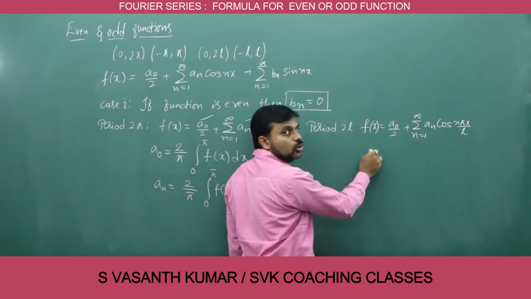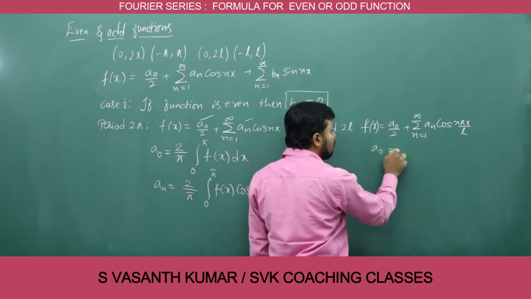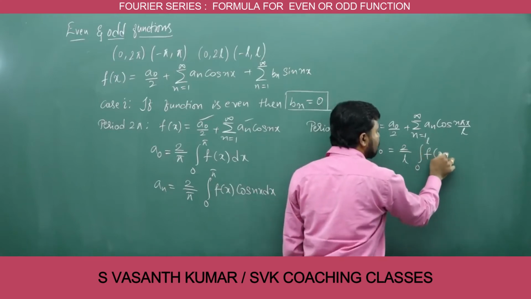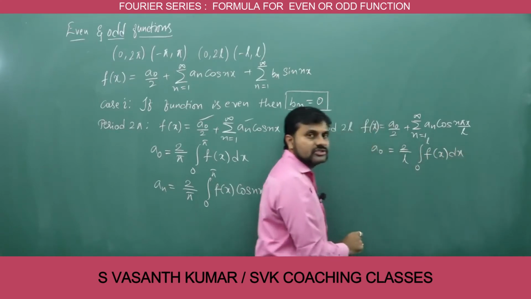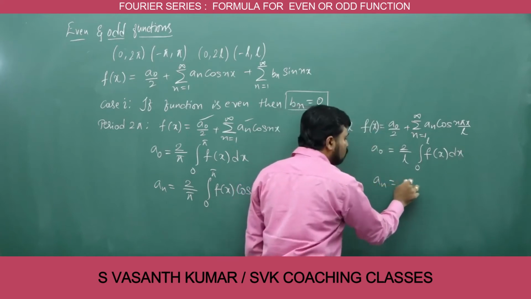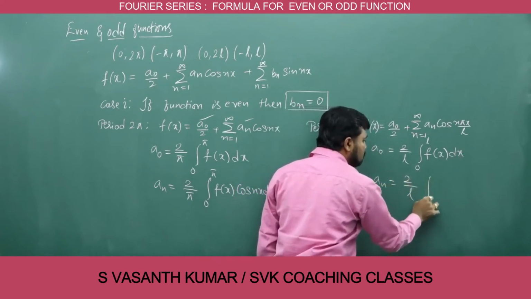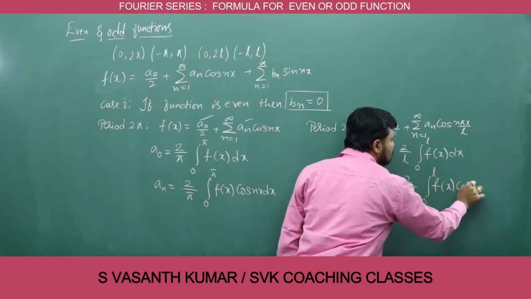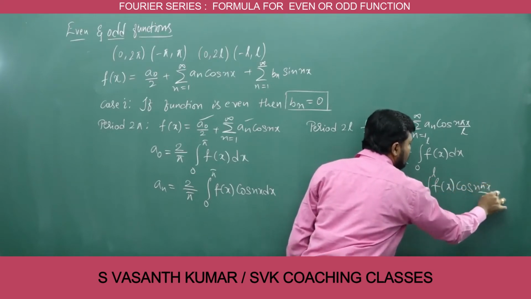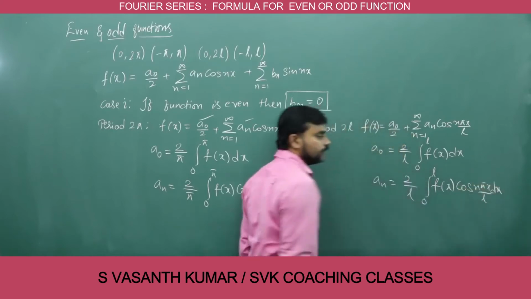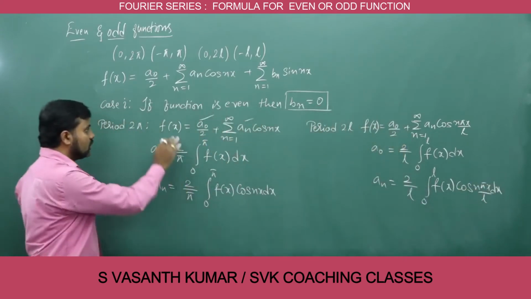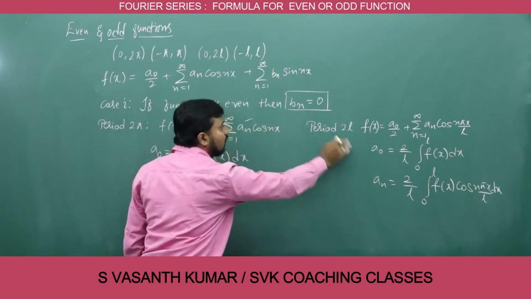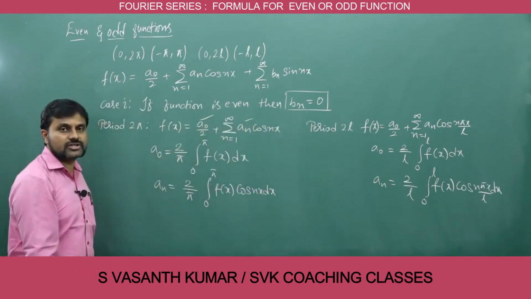Similarly, for period 2l, a naught is given by 2 by l integral 0 to l f of x dx, a n is given by 2 by l integral 0 to l f of x cos n pi x by l dx. This is what for period 2 pi and this is for period 2l if the function is even function.